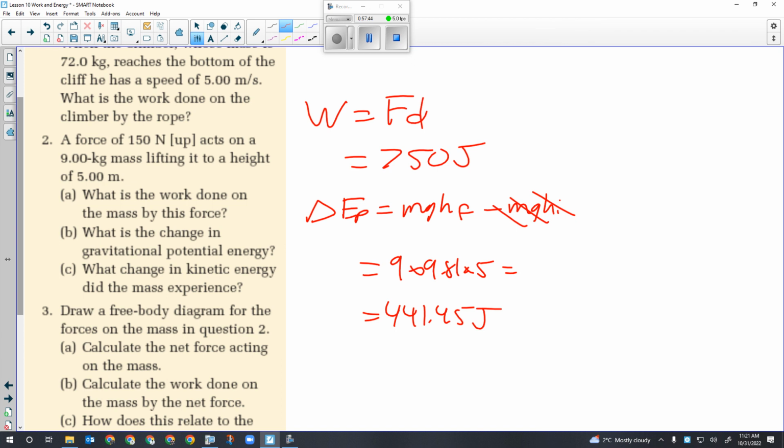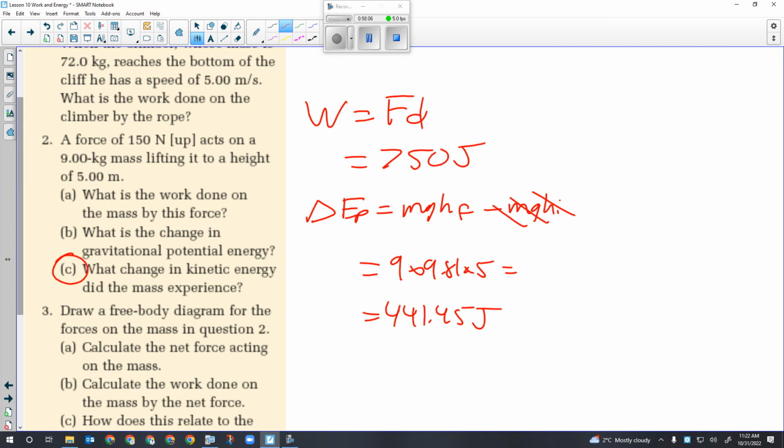Would it be released as heat? No. It changed the kinetic energy. So this object, when it was lifted, accelerated upwards. It didn't move upwards at a constant velocity. There's energy left over, there's work left over. The rest of that energy change has to be kinetic. That's how you solve C.